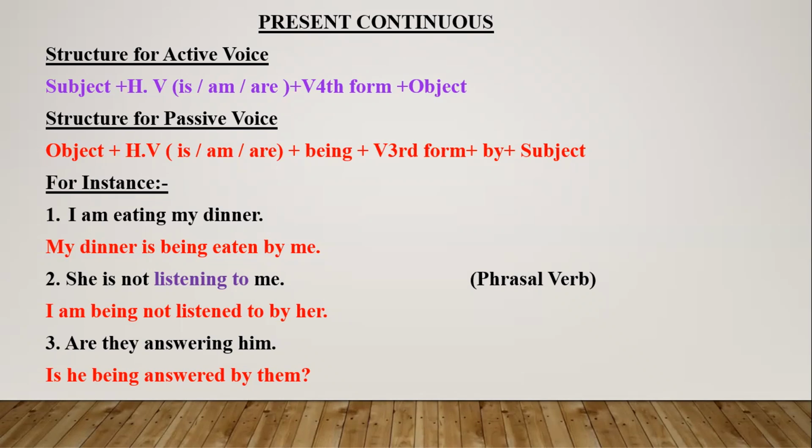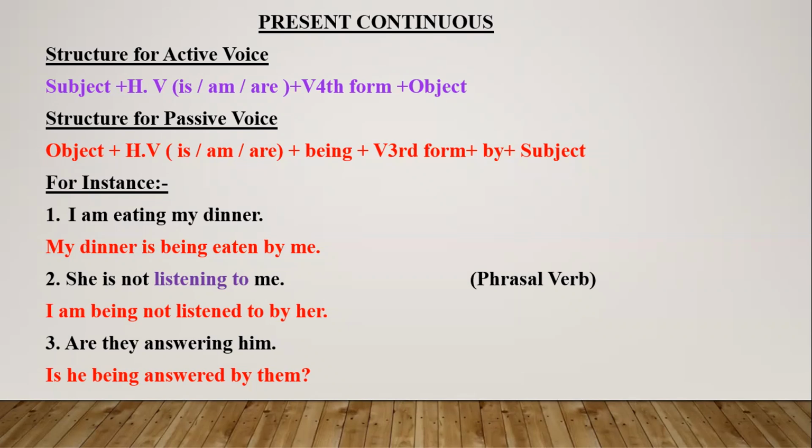Number three, are they answering him? So it's a question. So we have to convert into passive in the same way. Are they answering him? Him is your object. So we'll convert it into he. But before he, we have to place the helping verb. That is, is he being answered by them? So these are three examples for present continuous, and I hope that you guys are understanding easily.